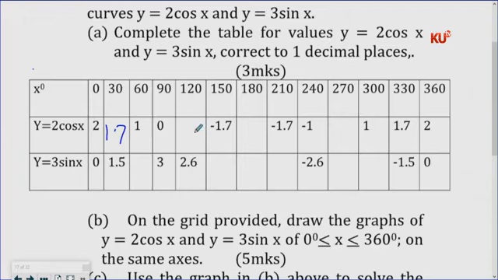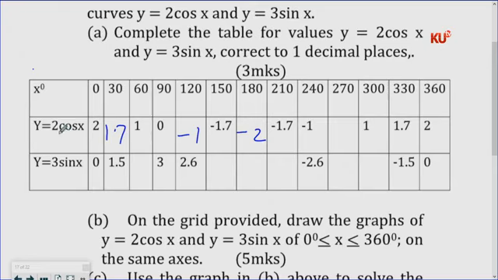Let's work out 2 cos 120. You get negative 1. Very good. The next is 180. Let's work out 2 cos 180 degrees. You get negative 2. Very good. The next angle is this one here, 270.